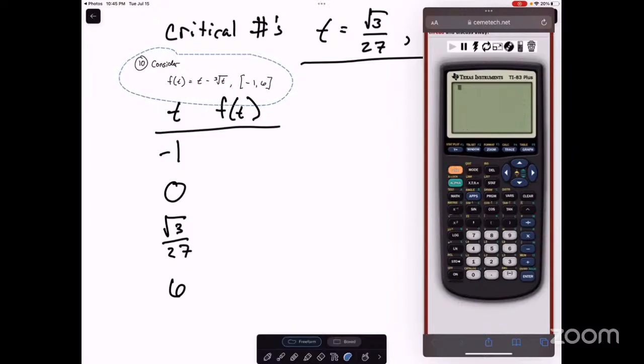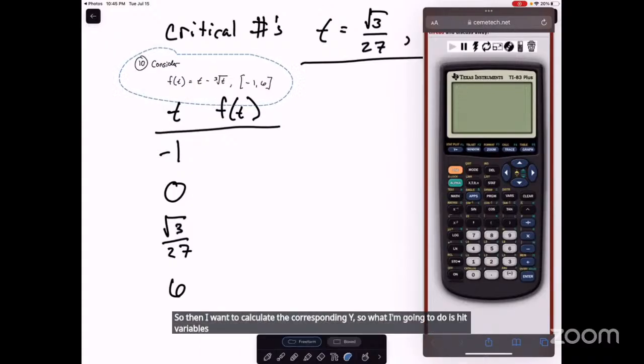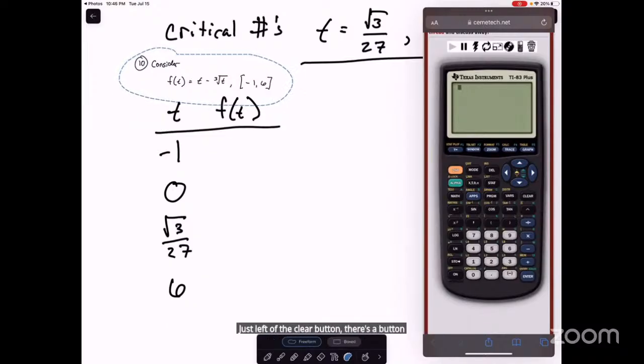So then I want to calculate the corresponding y. So what I'm going to do is hit variables. On the far right is a button that says clear. Just left of the clear button is a button that says VARS, which is short for variables. I'm going to click to the right to go to y variables. Number 1 for function, and number 1 again to call on the function I just typed in. I want to evaluate this function when x is -1 to find the corresponding y. We got 0 there.